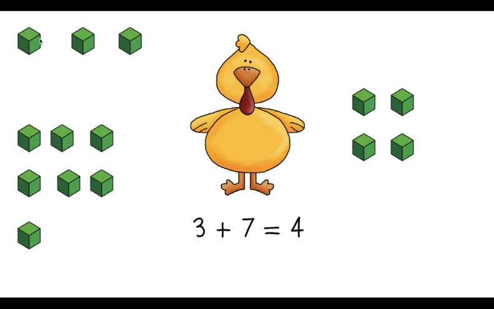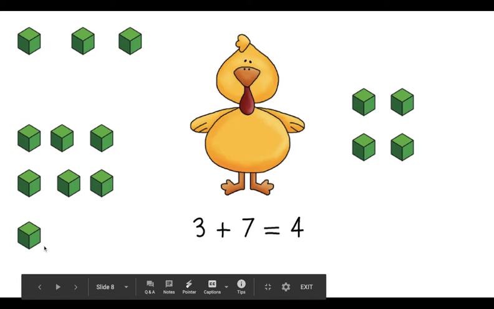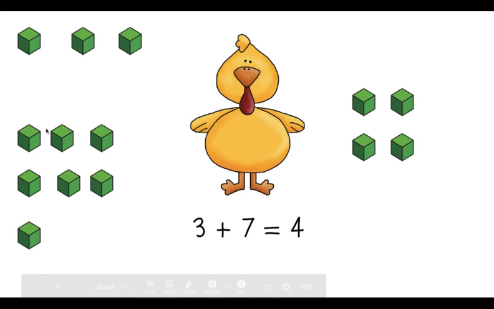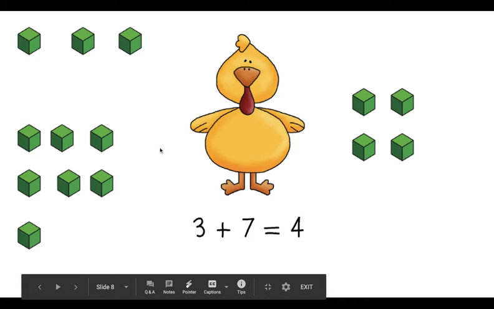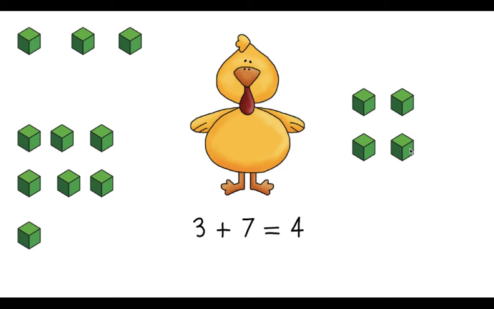If you have 3 of something and you add 7 more, how many do you have altogether? Well, let's count. 1, 2, 3, 4, 5, 6, 7, 8, 9, 10. Is 10 the same as 4? Heavens no. This one is false.